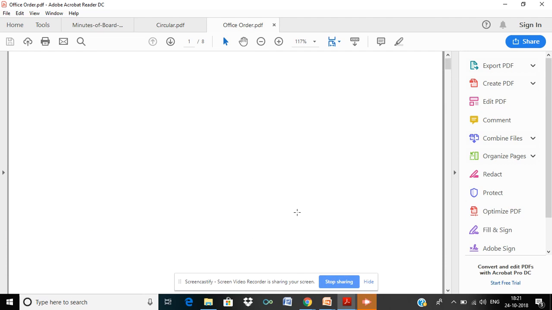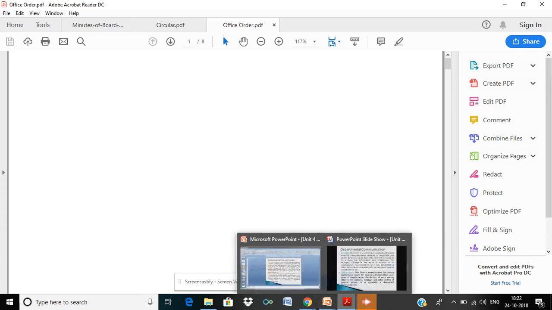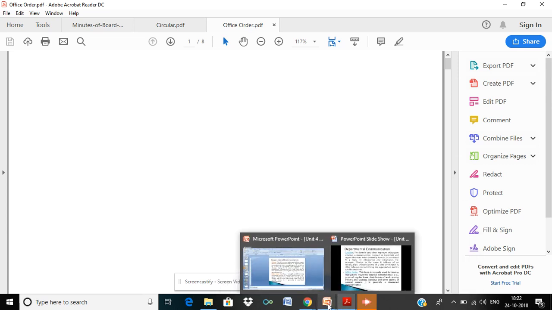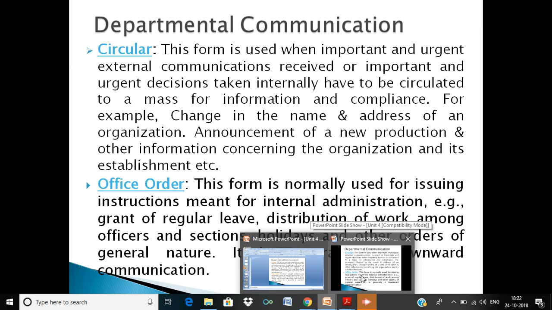Generally it is written there, office order. Then that office order is issued for what kind of purpose, so that purpose must be written. If there is some kind of vacation or holiday, the office order will be issued by the competent authority that the institution or the organization will remain closed on that particular day on account of a particular event or festival. So that we have to write, and the office order is basically a form of internal communication.